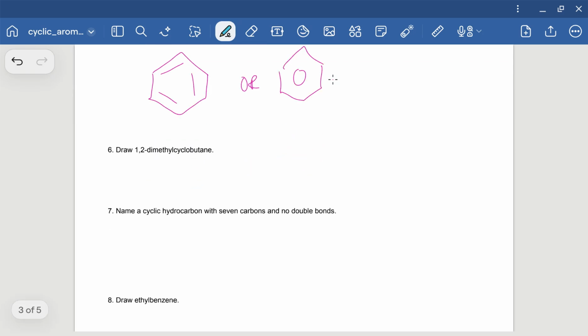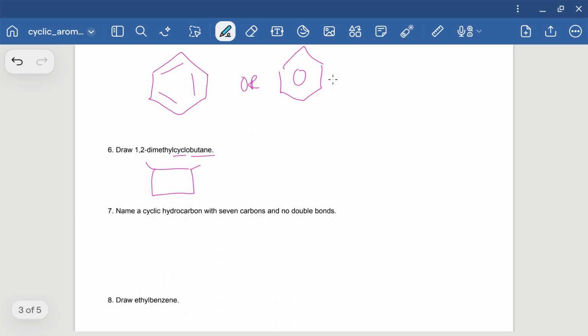Now drawing 1,2-dimethyl cyclobutane. So cyclo connected, bute means 4, so like a box. And then it doesn't matter where you start, as long as you put 2 methyl groups that are beside each other, because that would be now carbon 1 and 2. And you can go clockwise or counterclockwise as long as it's on carbon 1 and 2.